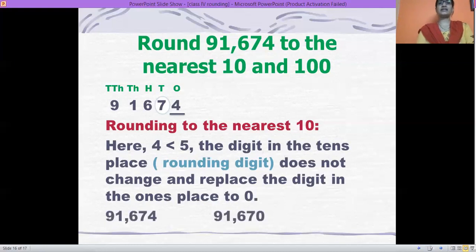So here 91,674 rounds to 91,670. Children, you can remember this like this. See here, 10. How many digits are there in 10? 2. So only the last 2 digits of this number will change. Rest all will remain the same.